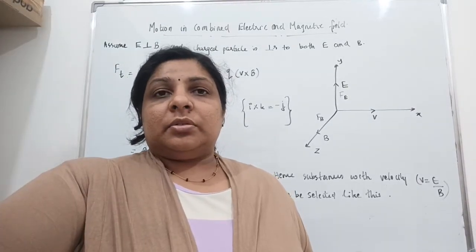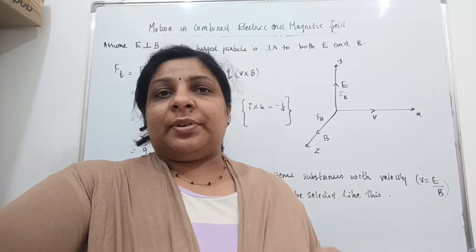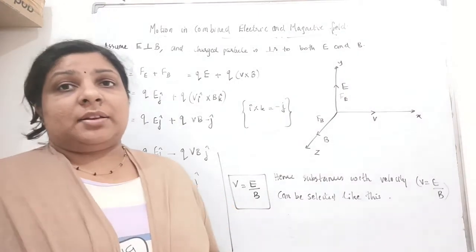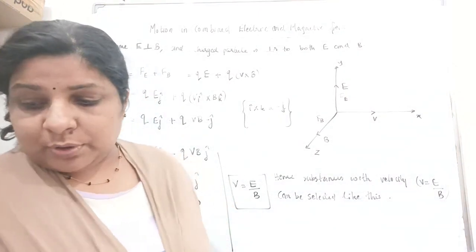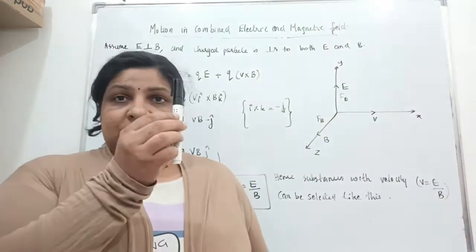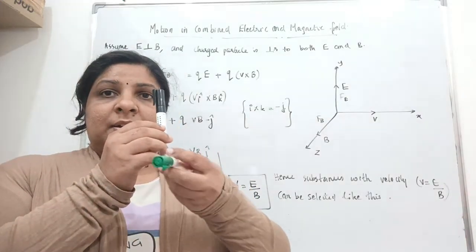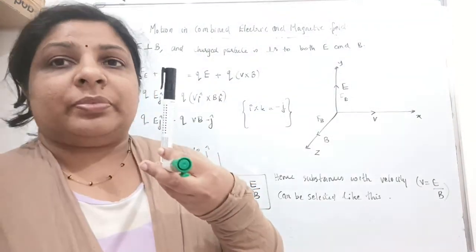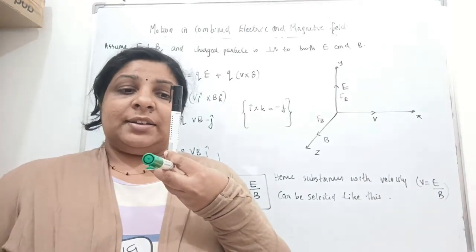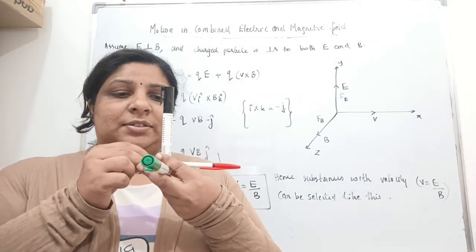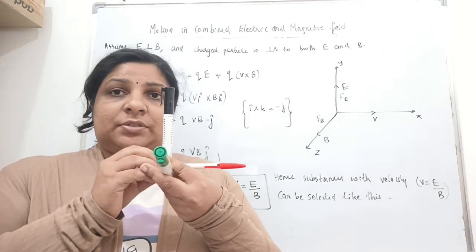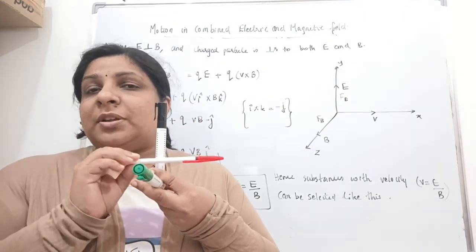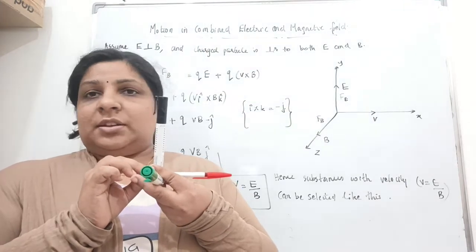Hello. So we'll study a small topic from chapter 4, that is motion in combined electric and magnetic field. That means if you have both electric field like this and magnetic field like this, such that they are both perpendicular to each other, then if a charged particle enters perpendicular to both the magnetic field and electric field like this, what will be the force experienced by this charged particle, or what will be the motion of this charged particle? That is what we are going to see.